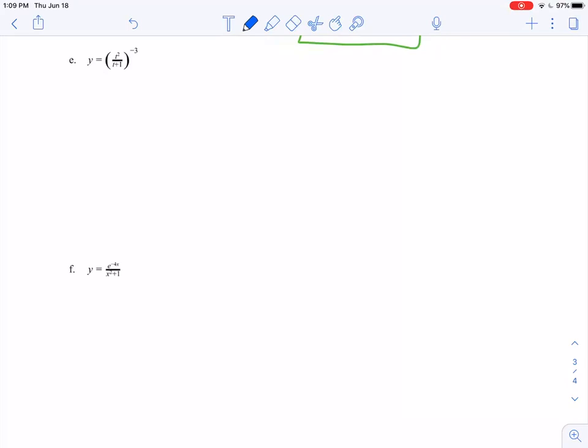So I found myself wondering the other day, I said, what's better than a problem with one derivative rule? And I came to the exciting conclusion that the only thing better than a problem with one derivative rule is a problem with two derivative rules. So that's what we're going to look at here in this section.